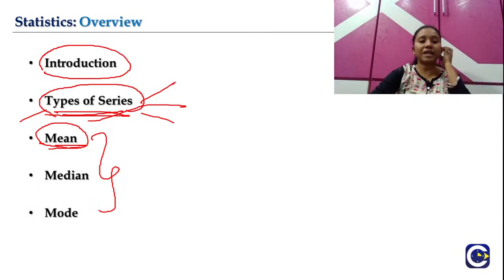Before getting into that, can anyone mention what types of series you are familiar with? You might have learned this statistics chapter in your 10th standard. At least you are already familiar with mean and median, maybe for at least one typical series. Can anyone tell me what types of series you are familiar with? Can you name them? Anyone quickly?